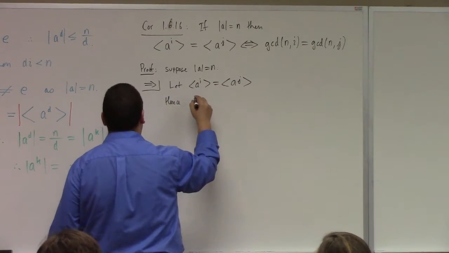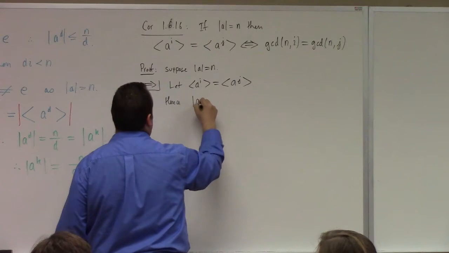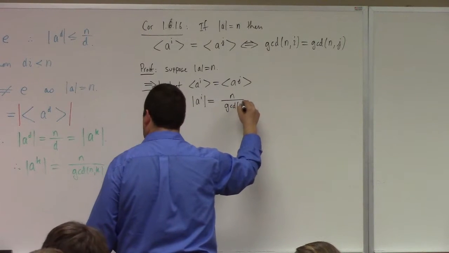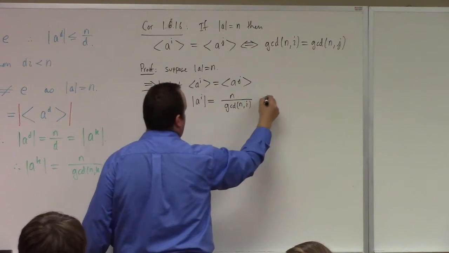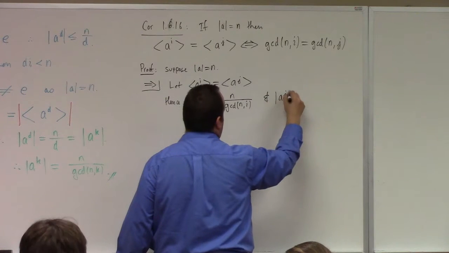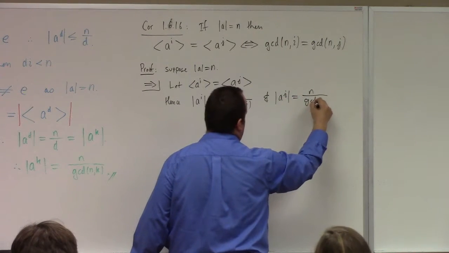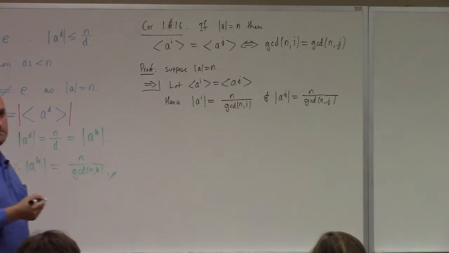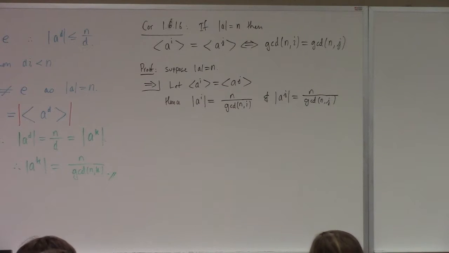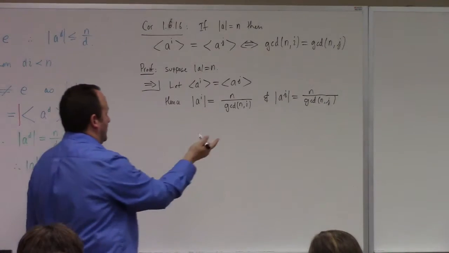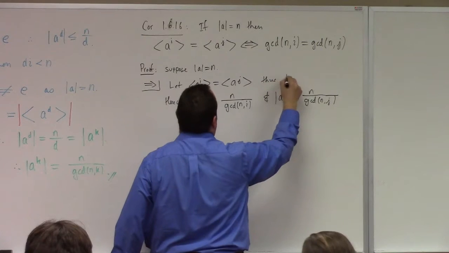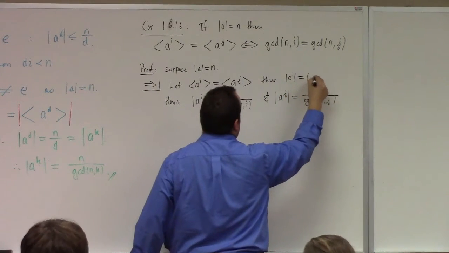So that gives us that the order of a to the i is equal to n over the greatest common divisor of n and i, right? And it also gives us that the order of a to the j is equal to n over the GCD of n comma j, right? By the theorem we just proved, the latter part of it. So what can you get from that? And of course, this immediately implies what? We proved that last time, right?